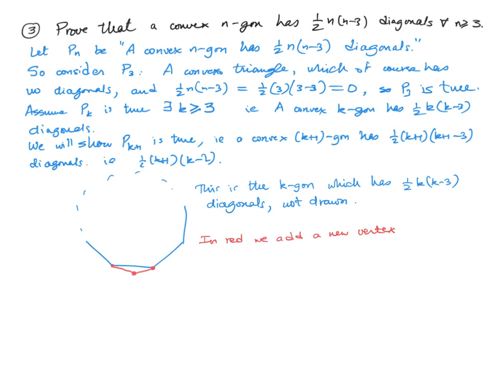Add a new vertex, and now we find all the new diagonals created. So what I want you to notice is that a diagonal is created when you take two non-adjacent vertices and connect them. For example, these two vertices are adjacent, therefore they are not a diagonal. But say this vertex and this vertex are not adjacent, so that creates a diagonal.